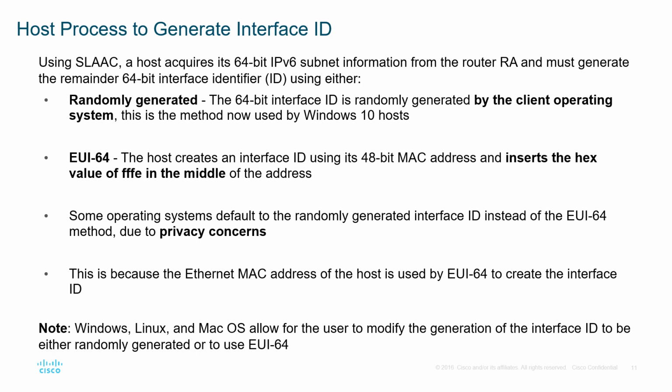With EUI64, the host creates an ID using its 48-bit MAC address. It then inserts the hex value of FFFE in the middle of the address and then flips the 7th bit. Some operating systems default to the randomly generated instead of the EUI64 due to privacy concerns. This is because the Ethernet MAC address of the host is used by the EUI64. So if you know how to reverse the process, then you can grab somebody's MAC address and then do some really awful things with it.